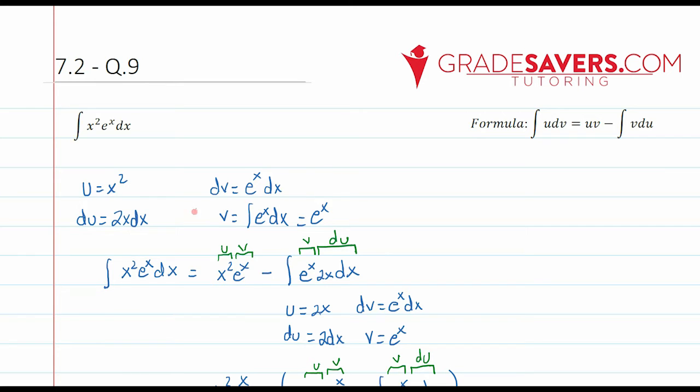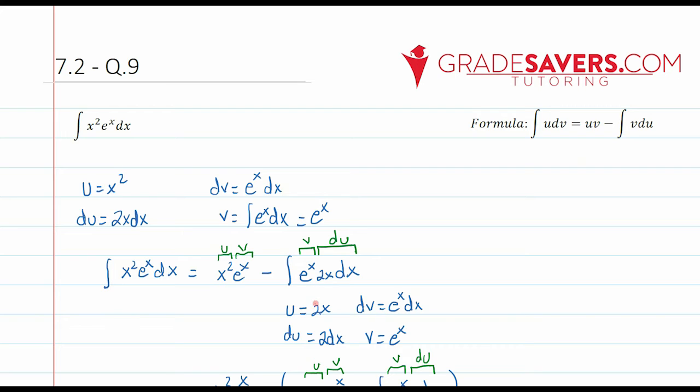Now we can combine our different terms together using our formula. So the integral of x squared e to the x dx is equivalent to, using integration by parts, x squared e to the x, or u times v, minus the integral of e to the x 2x dx, or v times du. And in order for us to evaluate this integral, we need to use integration by parts yet again.